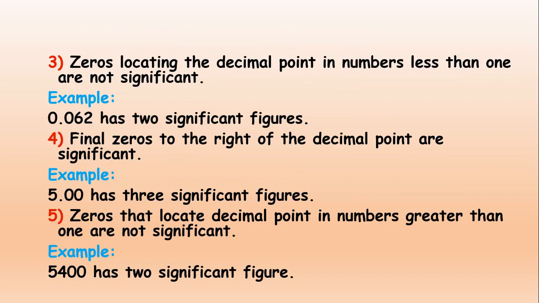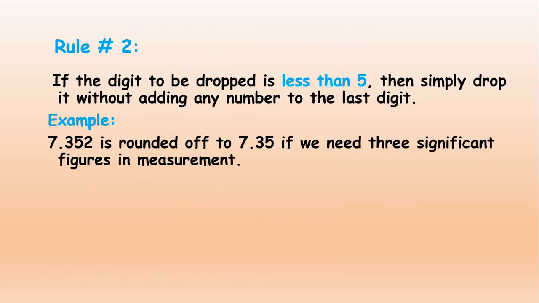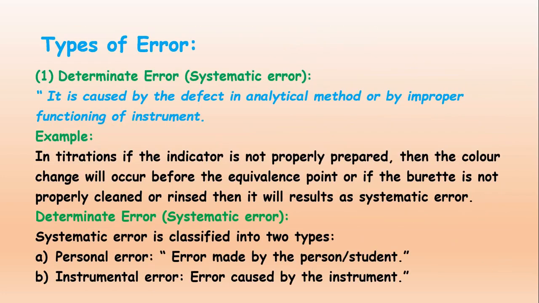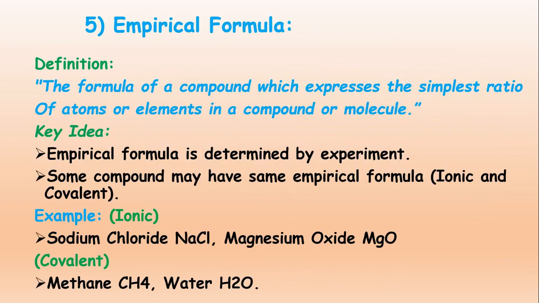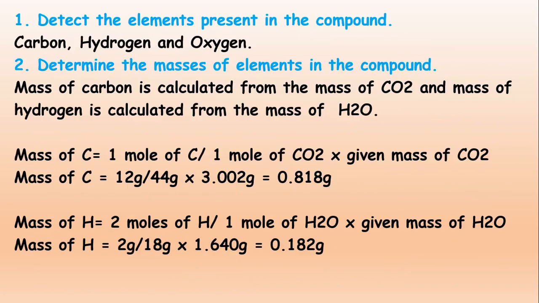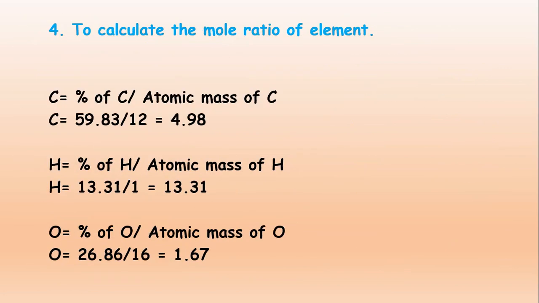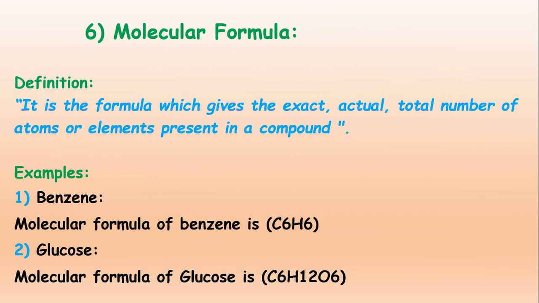These are the topics which we have already covered. This is the calculation of empirical formula. Now today we will discuss what is molecular formula and calculation of molecular formula. So how will you define the molecular formula? It is a formula which gives the exact actual total number of atoms or elements in a compound. This will be called the molecular formula.